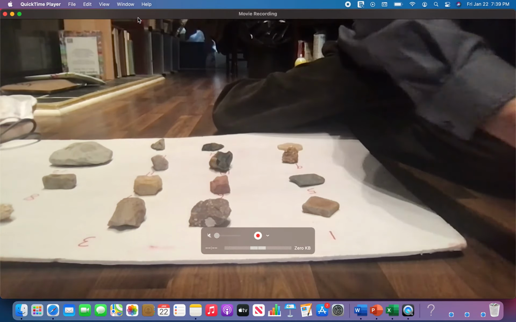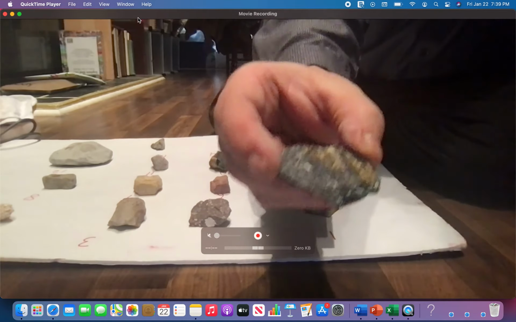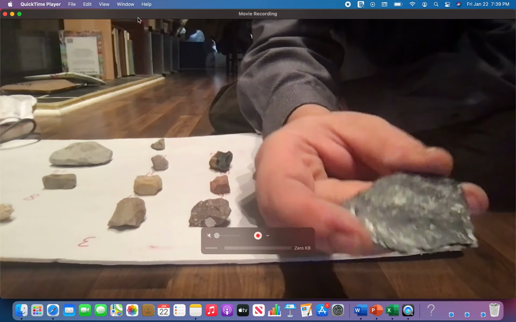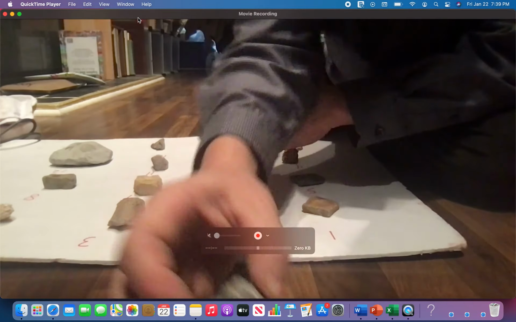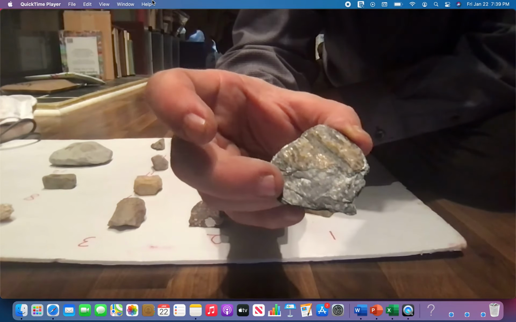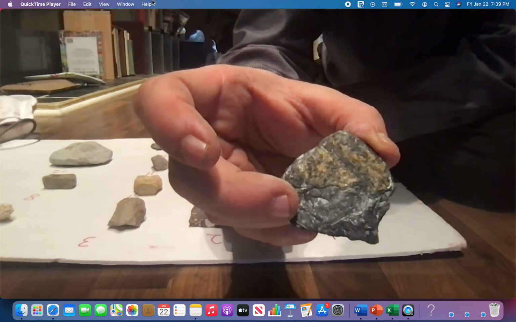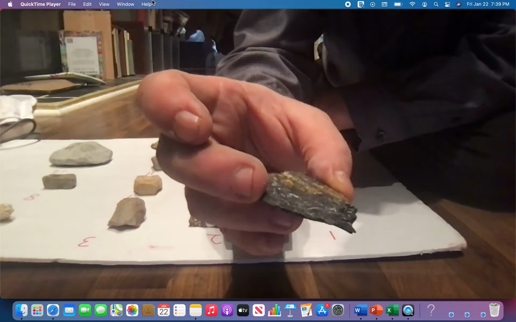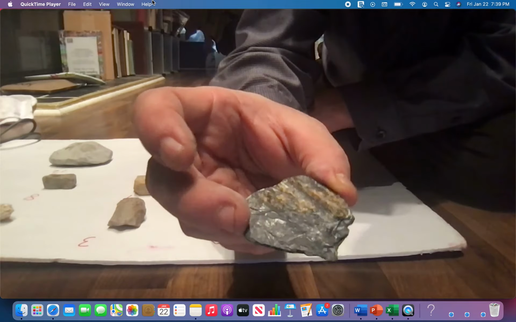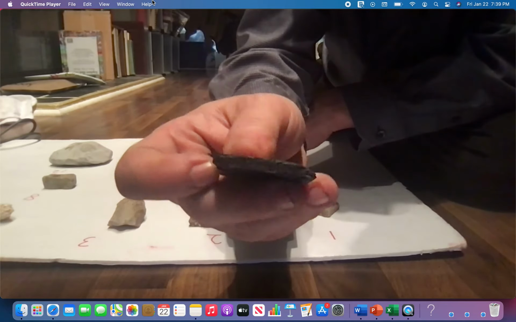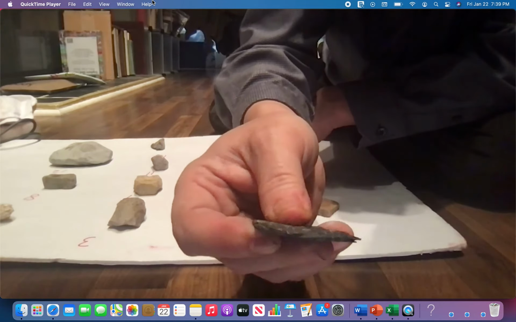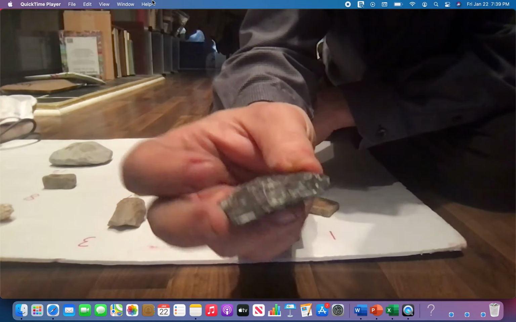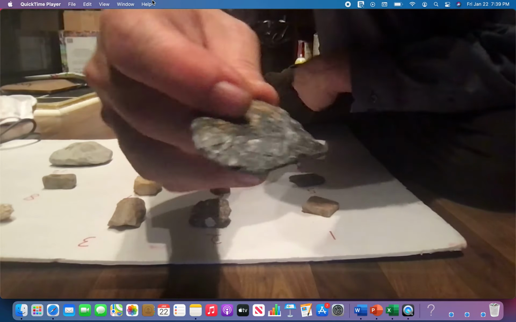Sample number 14 is this sample. I don't know if you can see it here, but look at it real careful. I think you can see that there are leaf impressions in here. It's very flat, made of very small particles. It's weak. I could break this with my fingers. Sample number 14.